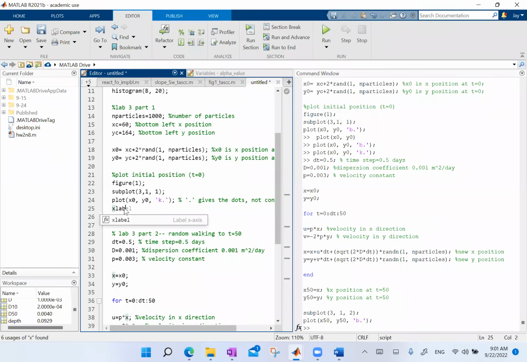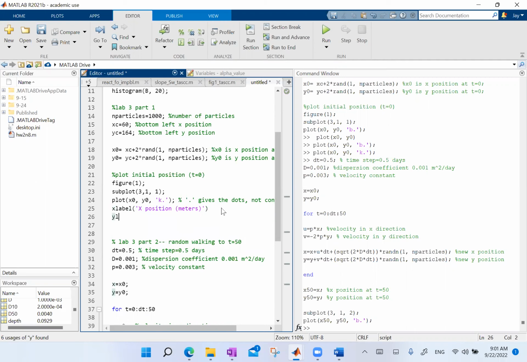So if I add X label, and after this, I'm going to stop talking. So X label, I'm just going to say is X position with meters as a unit. And Y label is going to be Y position, meters. And I'm going to have a title.